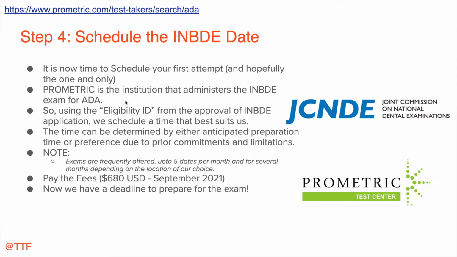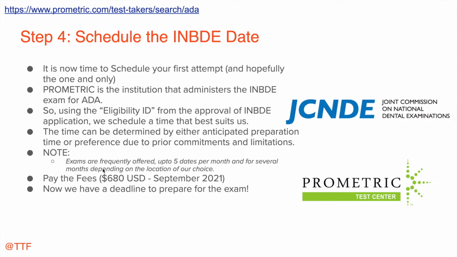So, using the eligibility ID that we got in the email from our approval with the Dent pin, we're going to use it to schedule a time that best suits us. How do you select the time? Well, the time can be determined by either anticipated preparation time, like does it take you 6 months to get prepared? Some people take 1 year, or preferences due to prior commitments or limitations. Many of our dentists have families, they have children, they have wives, they have full-time jobs, and prior commitments in their home country. So select the time accordingly.